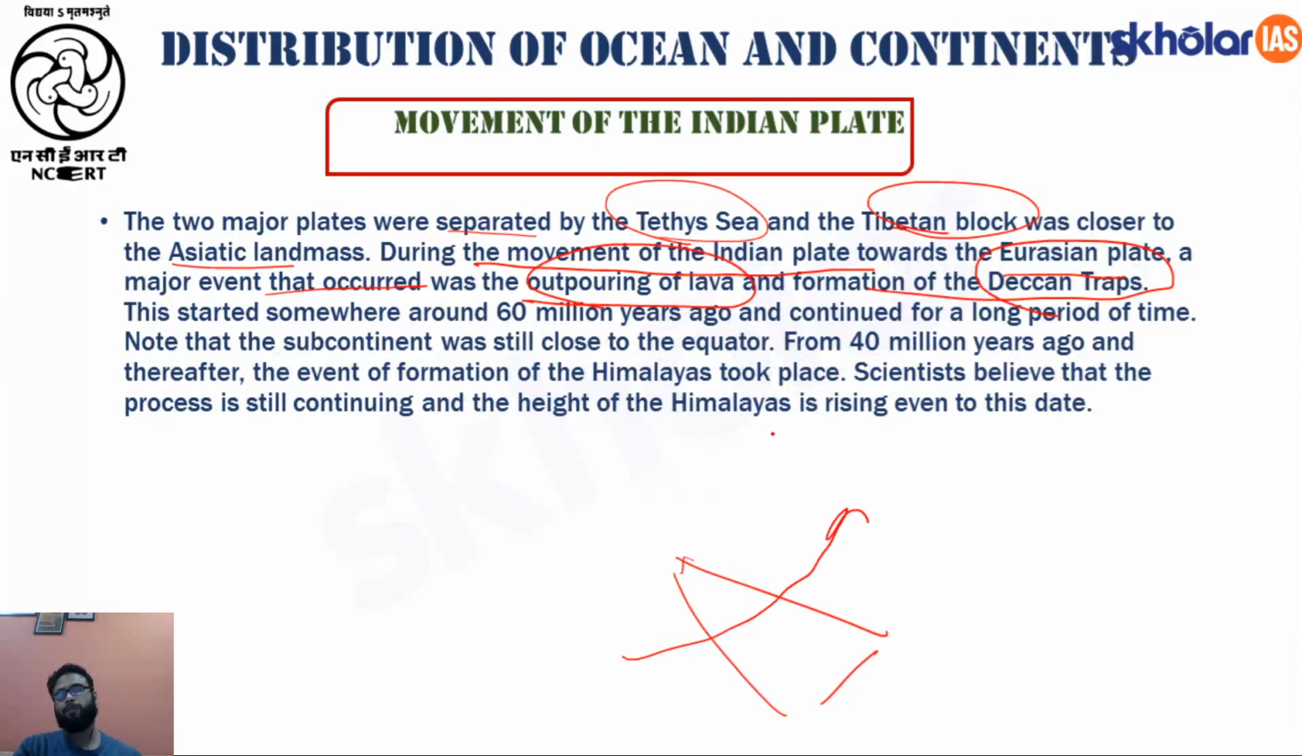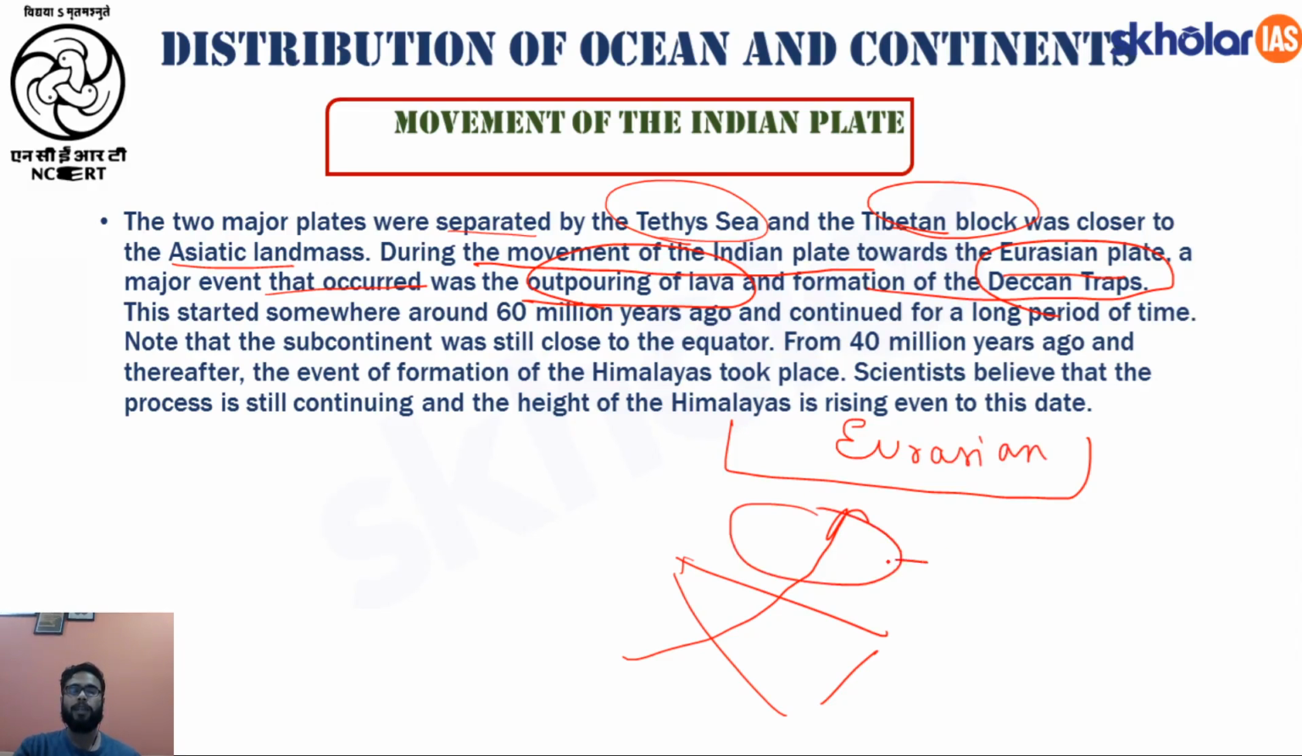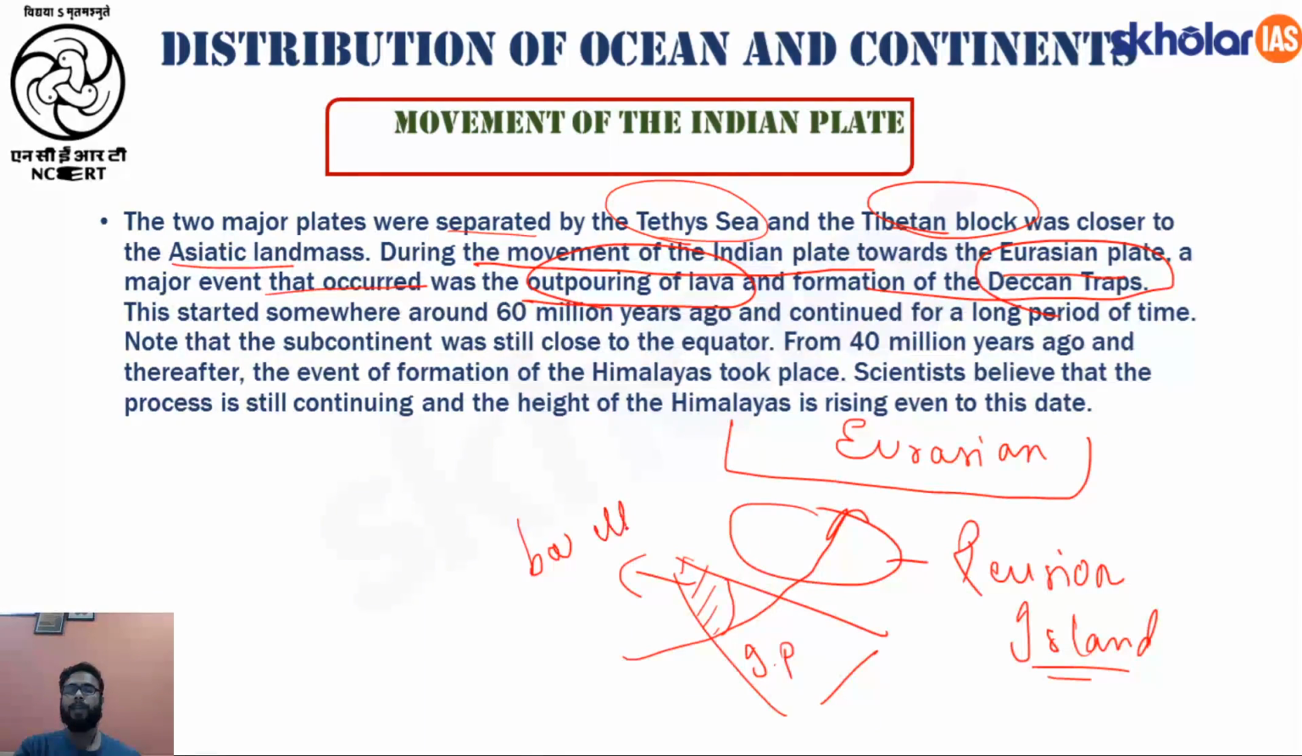As the Indian plate was moving towards the Eurasian plate, it moved over a hot spot called the Reunion Island, which is a volcanic island. So as the Indian plate moved over the Reunion Island in the northwestern portion of the Indian peninsula, it resulted in eruption of basaltic lava, and when this basaltic lava cooled down, it resulted in formation of igneous rocks, and this region is called the Deccan Traps, right? So this started somewhere about 60 million years ago and continued for a very long period of time. Okay, the continent was still closer to the equator at this point.